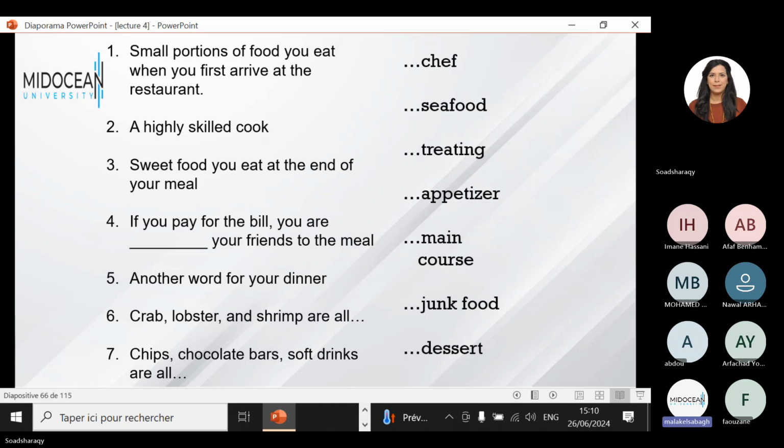Okay, for those who want to answer Dr. Souad's question, you can raise your hand or write it down on the chat box. Pour ceux qui veulent répondre à la question de Dr. Souad, veuillez s'il vous plaît soit lever la main, soit l'écrire sur le chat.